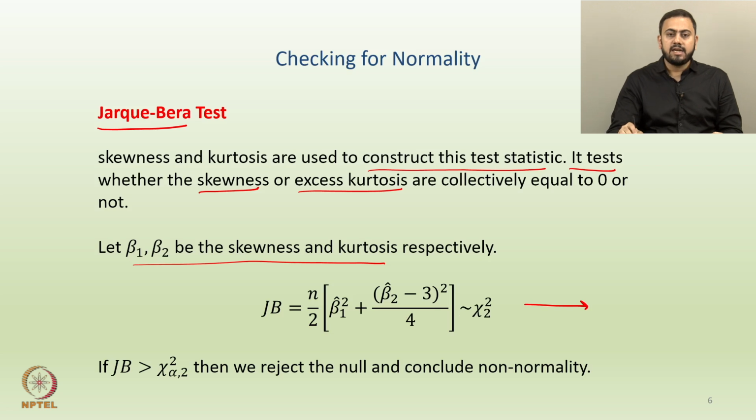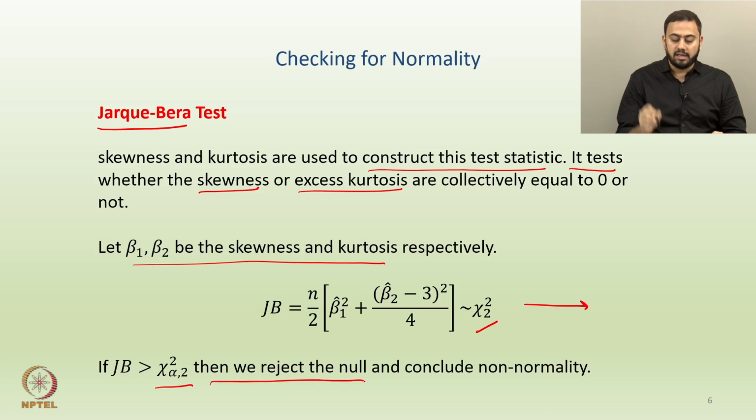By the way, any test statistic has an underlying distribution. The distribution here is a chi-square distribution with degrees of freedom 2. So this JB test statistic follows a chi-square distribution with 2 degrees of freedom. Now how do you test for something like that? If the JB test statistic is bigger than the chi-square critical value, then one can reject the null. This idea is pretty standard when applying a hypothesis testing structure.